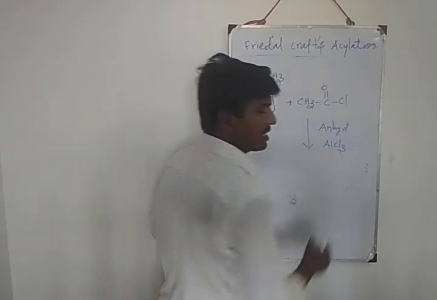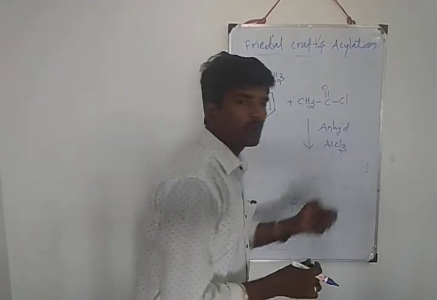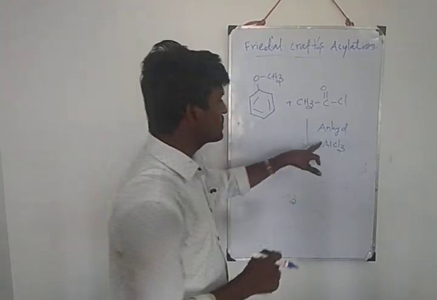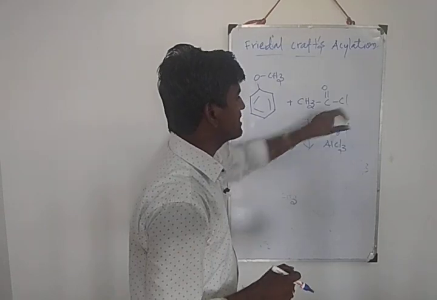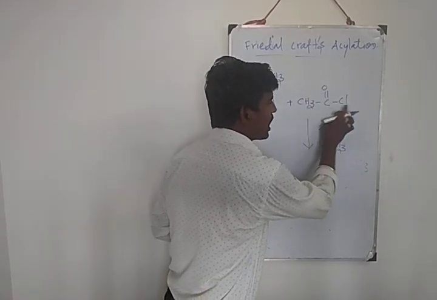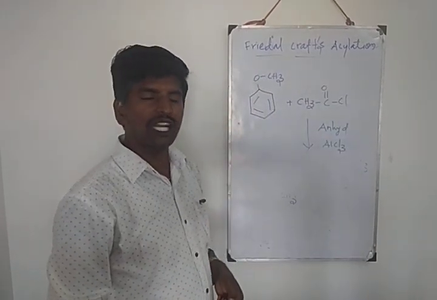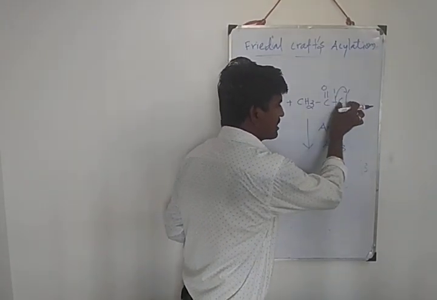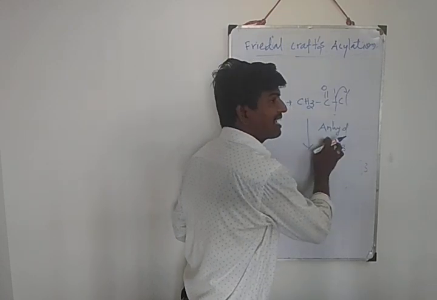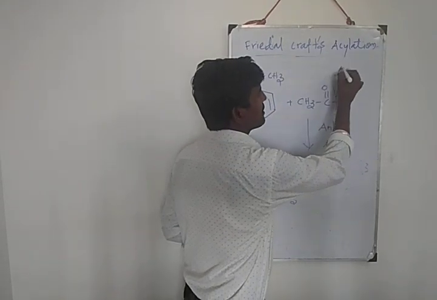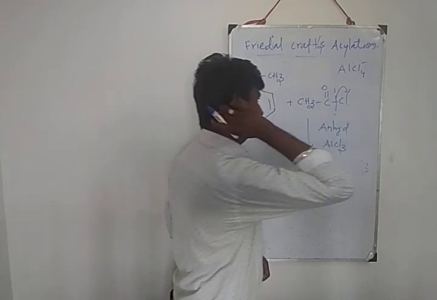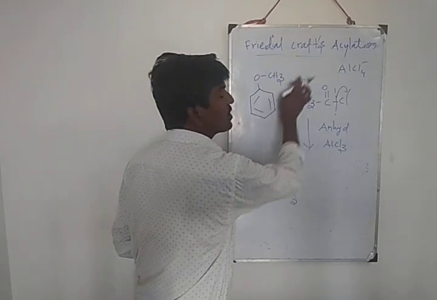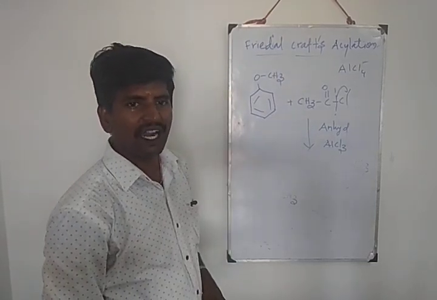Already I told you this aluminum chloride is a Lewis acid. It is electron deficient. So this aluminum chloride accepts Cl minus from the acid chloride. Compare carbon and chlorine. Which one is more electronegative? Chlorine. So Cl minus, here the bond breaks. This Cl minus combines with AlCl3 and it becomes AlCl4 minus. Am I right? Next, what's the charge of this carbonyl carbon? Plus.